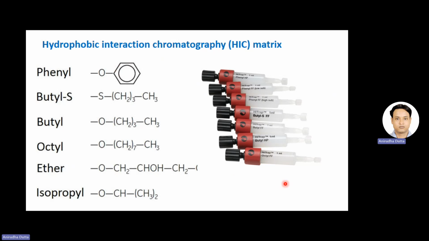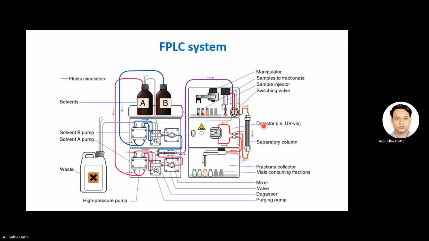So you see these are the different columns that you can purchase from commercial sources, and you have to give one trial for each and every column, and whichever gives you the best result, you can use that column for further optimization. Okay, so when we talk about protein purification, we sometimes call it FPLC. So the FPLC system is what we use for different column chromatography.